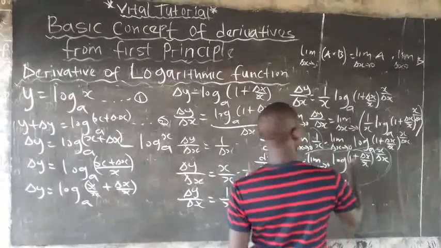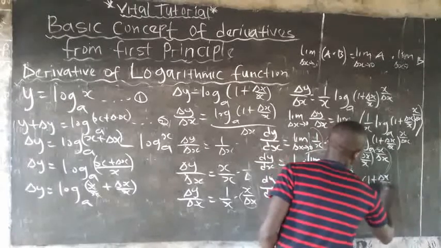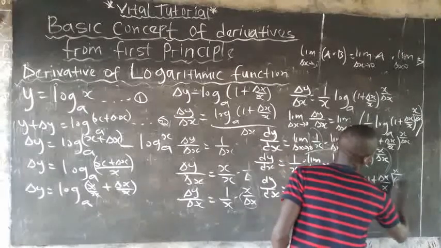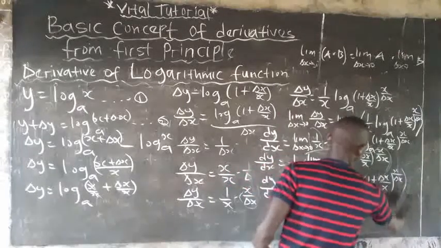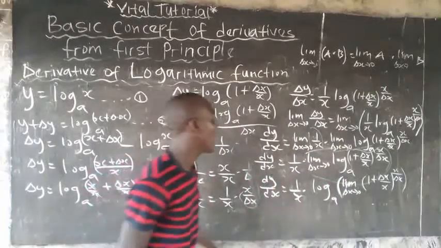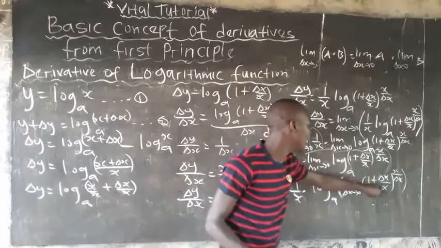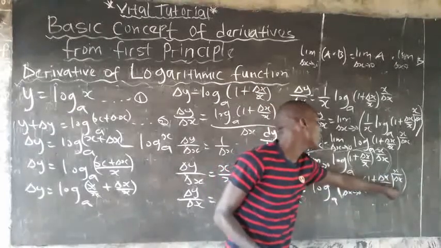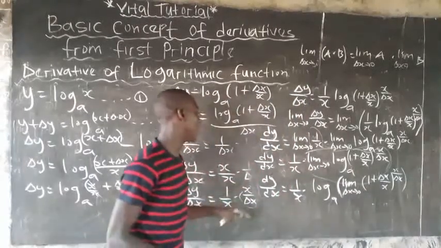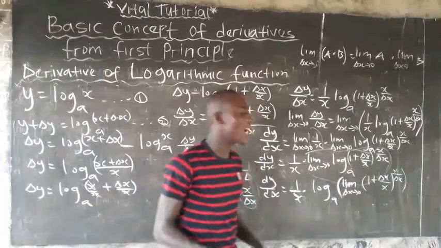1 plus change in s over s, raised to the power of s all over change in s, to base a. So I am going to show you that the limit as change in s approaches 0 of 1 plus change in s over s, raised to the power of s all over change in s, is nothing but e. That is why we have dy over ds equal to 1 all over s log e to base a.